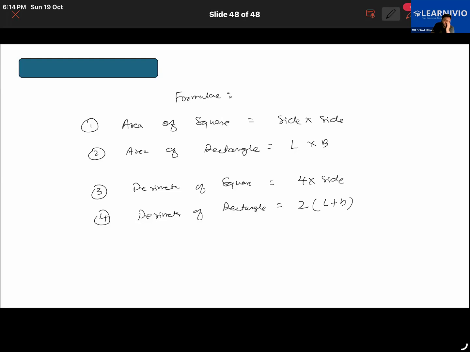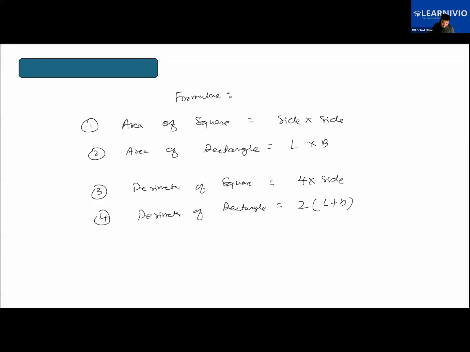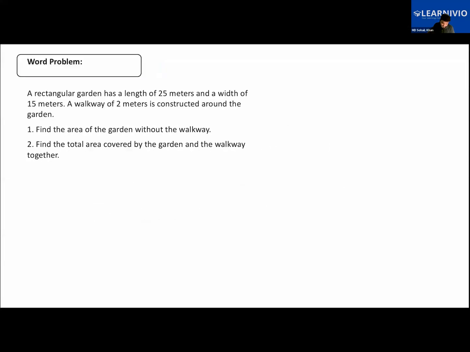Okay. You answer a few more questions for me. Okay, hold on. I'll be giving you some sample questions now. Take a look at the first question, which says that a rectangular garden has a length of 25 meters and a width of 15 meters. Further, it says a walkway of 2 meters is constructed around the garden. Find the area of the garden without the walkway and find the total area covered by the garden and the walkway together.